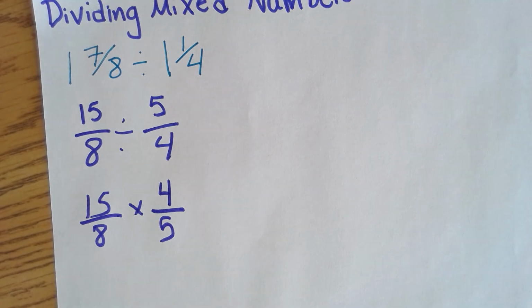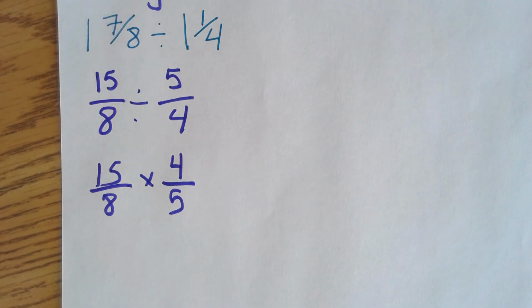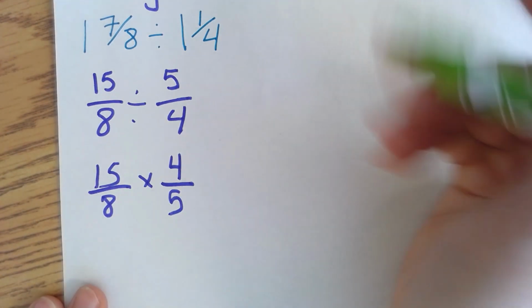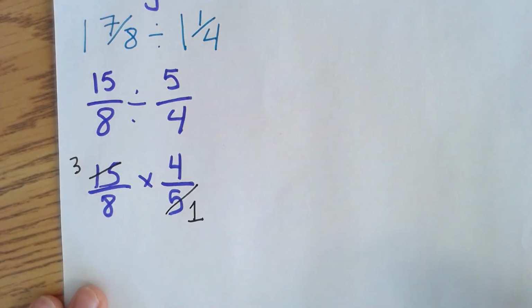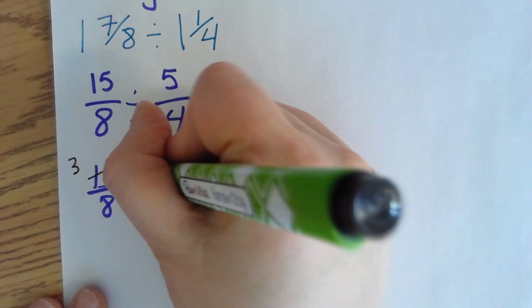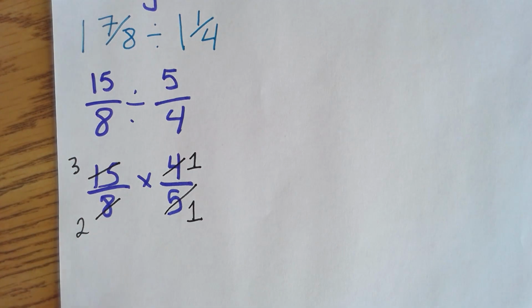Like we've been doing previously, if you're able to reduce things, go for it. It'll make your life a little bit easier, so you're not going to have to reduce at the end. So if I'm looking at 5 and 15, a common factor here would be 5. So my 5 is going to become a 1, and my 15 is going to become a 3. My 8 and my 4, well, a common factor here is going to be 4. So this is going to become a 1, and this is going to become a 2.